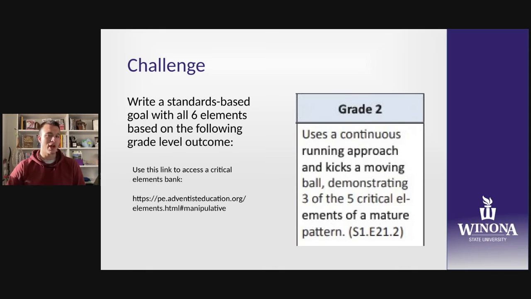All right, so here's my challenge to you. You are to write a standards-based goal with all 6 of the critical elements that we talked about earlier in the presentation based on the following grade level outcome. So S1.E21.2. S1 just means standard 1. E means elementary, and this is the 22nd standard 1 elementary school goal, and 2 means 2nd grade, if you didn't know all that already. Using a continuous running approach and kicks a moving ball, demonstrating 3 of the 5 critical elements of a mature pattern. So that is your challenge.